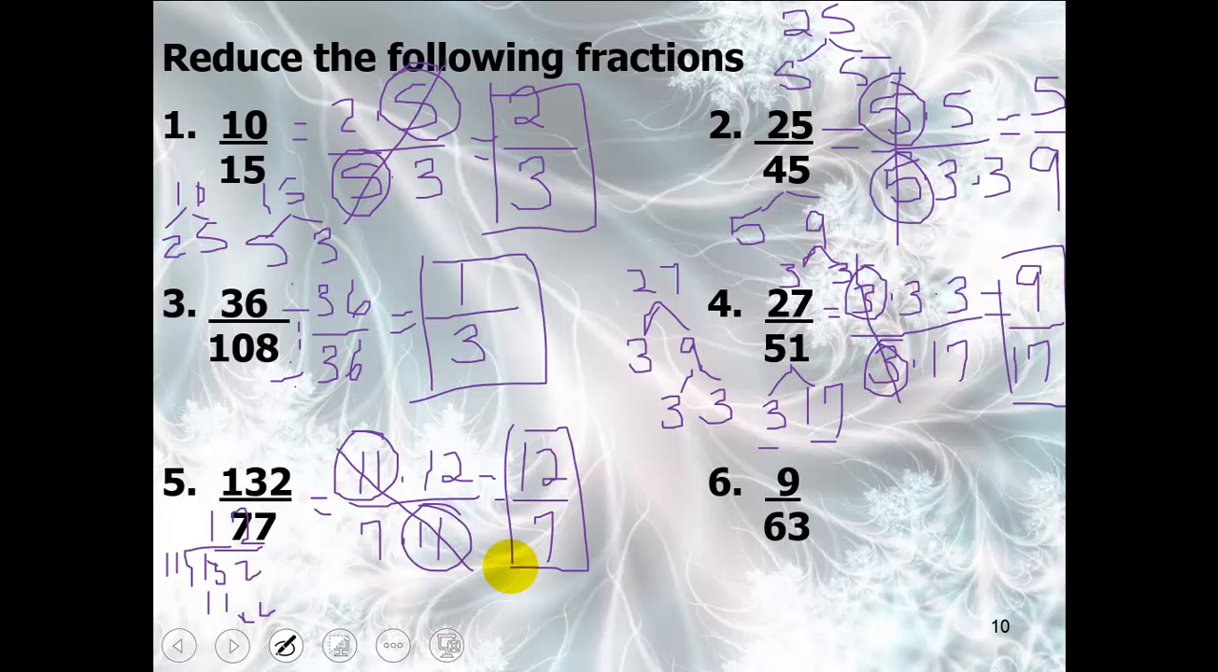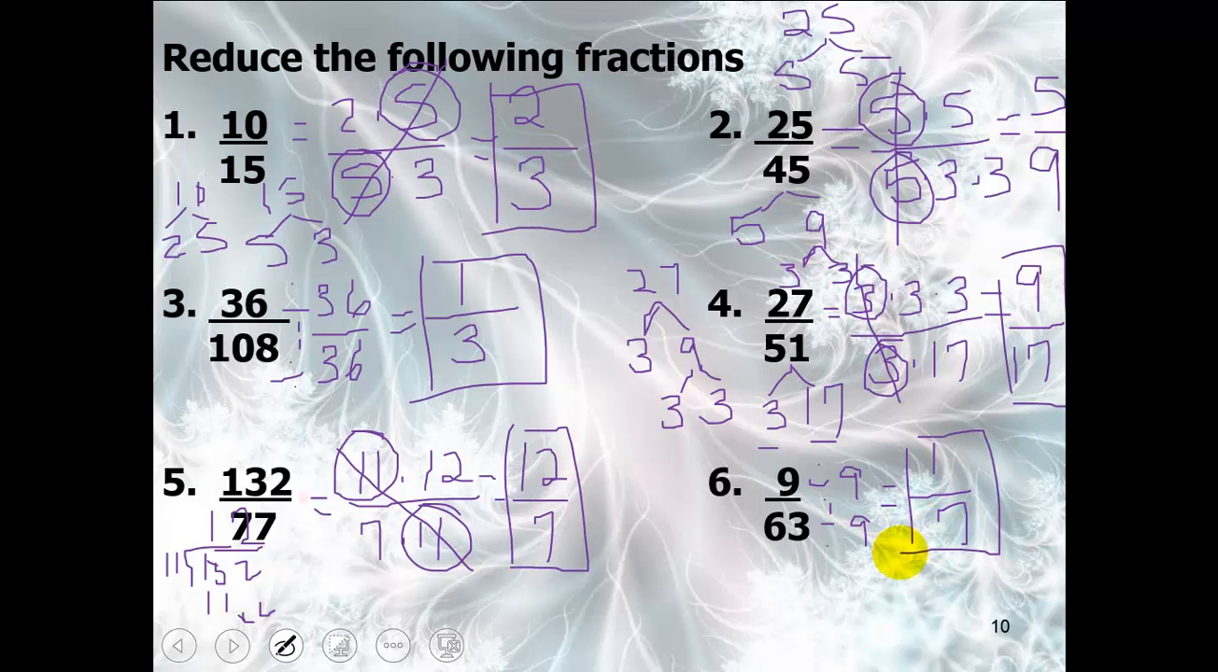Now I'm reducing the fraction 9 over 63, and I ask myself, does 9 go evenly into 63? Yes, it does, because I know my 9 times tables. And I'm going to divide top and bottom by 9, and you will get 1 over 7.